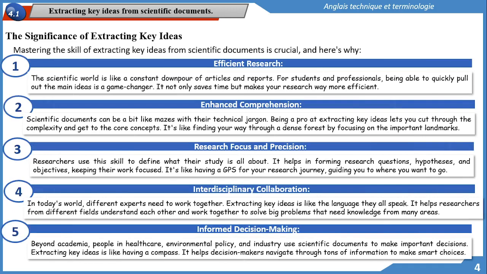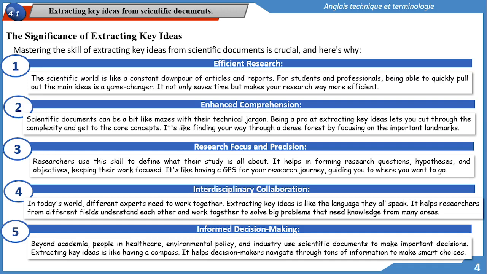Currently, we're diving into why extracting key ideas from scientific documents is such a big deal. Think of it as the superhero skill in the world of academia and research. Let me break it down for you. 1. Efficient research. Think of the vast world of scientific writings like a big library filled with articles, papers, and reports. For students, researchers, and professionals, being able to quickly find and understand the most important ideas is super useful.